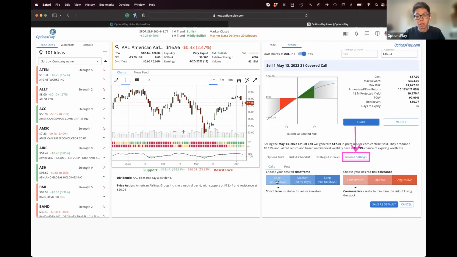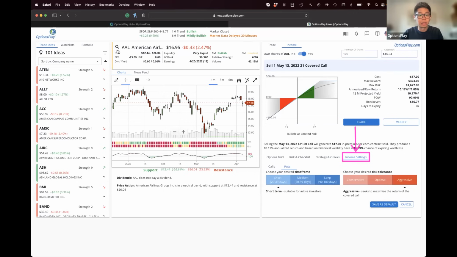So when you look at calls, short, medium, and long term in terms of how far out in expiration, we tend to find that the shorter dated options will be best for these types of strategies. And then for risk tolerance, you can choose conservative, optimal, or aggressive. When it comes to covered calls, we always shoot for either conservative or optimal strike prices that are further away from the current price. And when we're looking at puts, we choose aggressive strike prices that are close to the current price of the stock. Those are the default settings we use for these types of strategies.